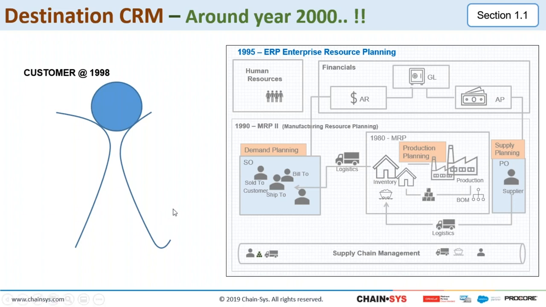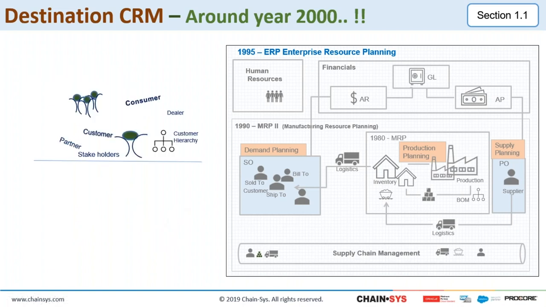All of us are still customers, and still companies are trying to find out who this customer is. Is it a customer, or a consumer, a partner, stakeholder, dealer, or a hierarchy of customers, a global organization? Still companies are figuring it out. And then what are they trying to sell? They used to sell whatever they manufacture; they will stock and sell. They were very comfortable with that.